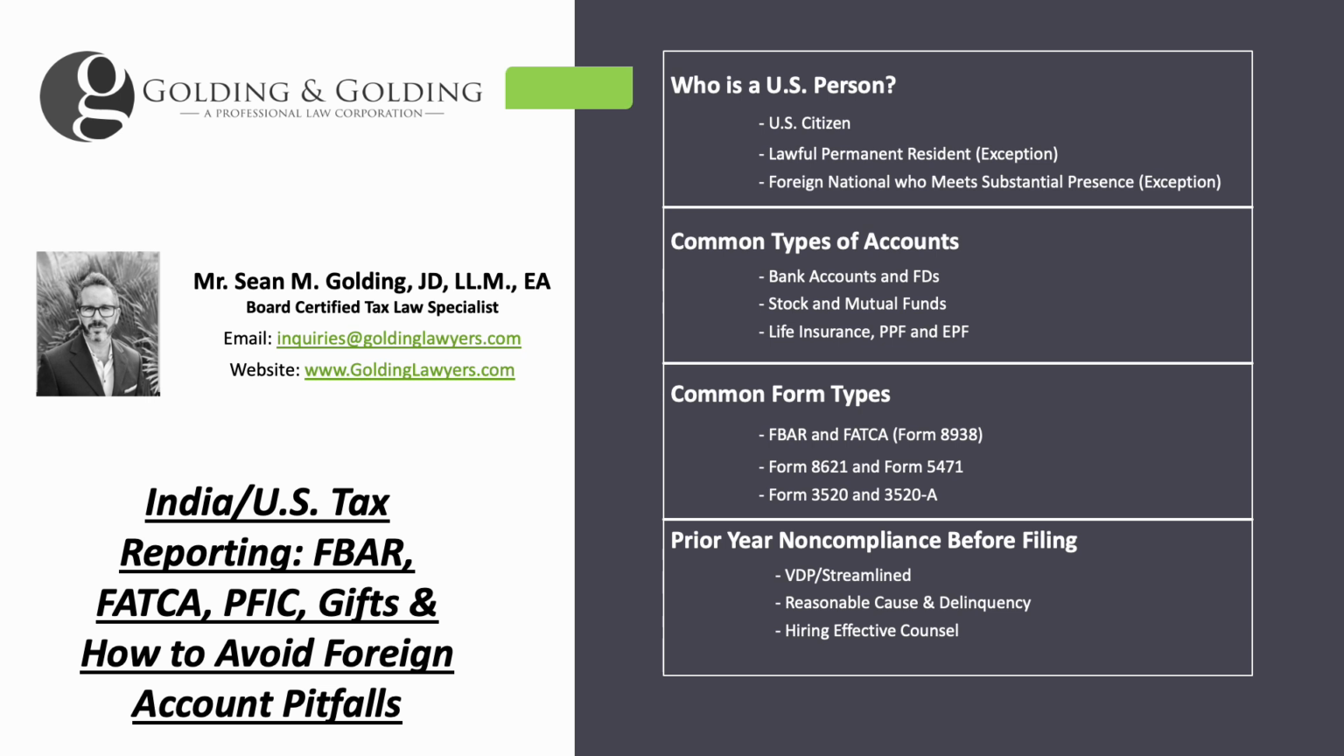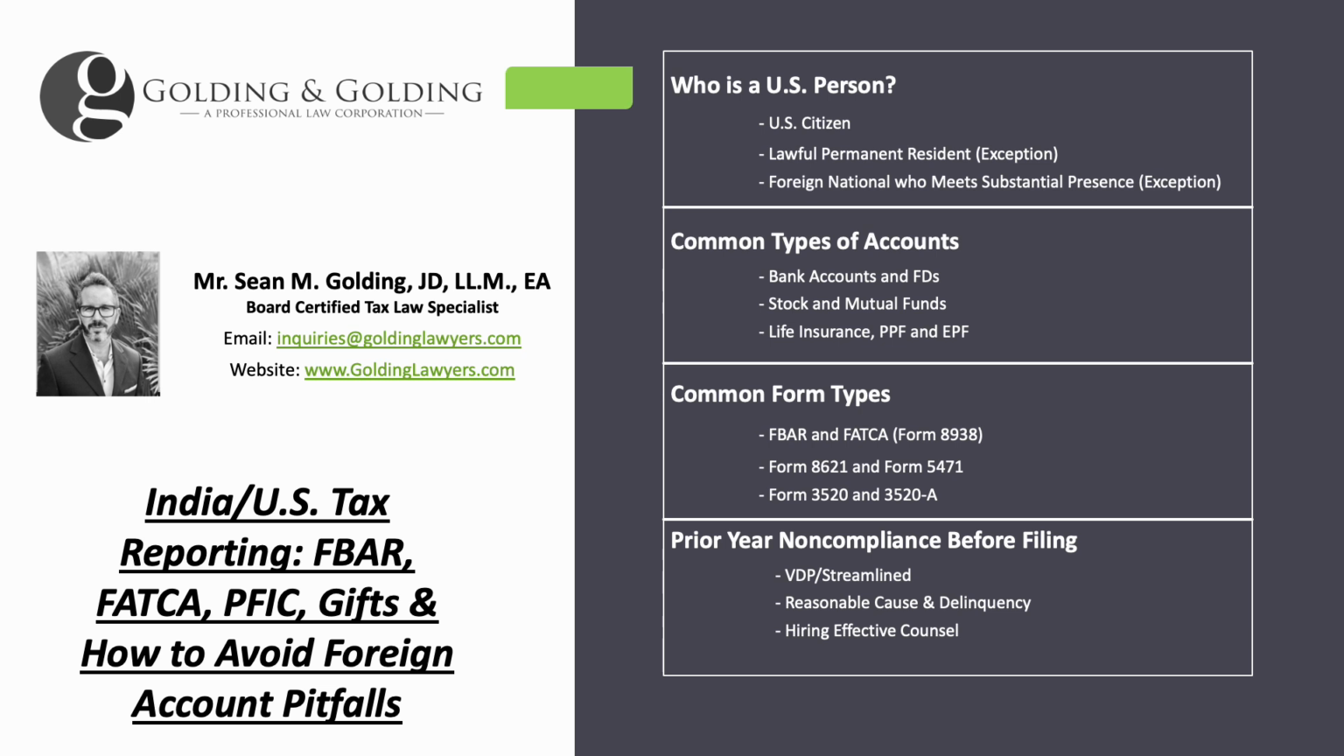What are some of the common types of forms you have to file? There's something called the FBAR and FATCA Form 8938. You'll see that all the time. Those are your basic forms. Typically, you just include the maximum value, the best value you could get under the circumstances. 8938 requires a little bit of additional reporting, but it's similar to the FBAR.